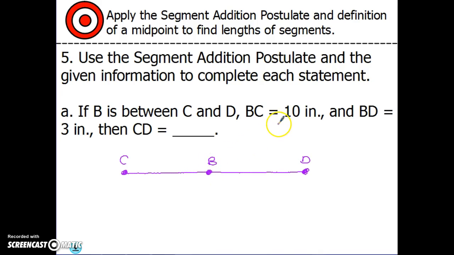We were given that BC is 10 inches, so this right here is 10 inches. And then we also know that BD, this little part right here, is 3 inches. Obviously my diagram's not drawn to scale. That's okay. So look at what we have here. I'm looking for the length of CD, which is the whole entire thing. I can clearly see I was given my 2 little bits, and when I add my 2 little bits together, that means the whole thing is 13 inches. That is a straightforward use of the segment addition postulate.